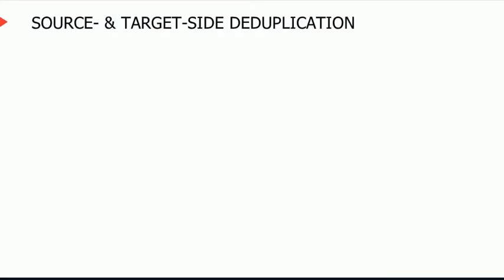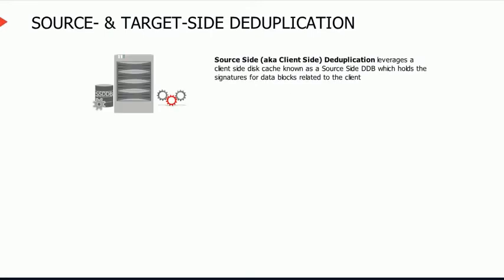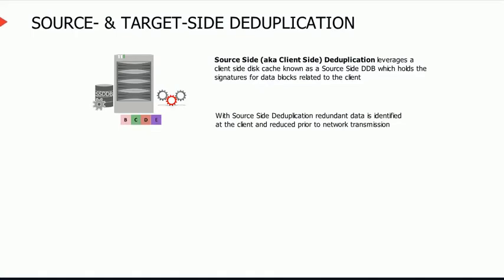Source-side deduplication, which is also commonly known as client-side dedupe, leverages a client-based disk cache known as a source-side deduplication database, which contains the signatures for the data blocks relative to that particular client. With source-side deduplication, redundant data is identified at the client and is reduced prior to the network transmission of that data.